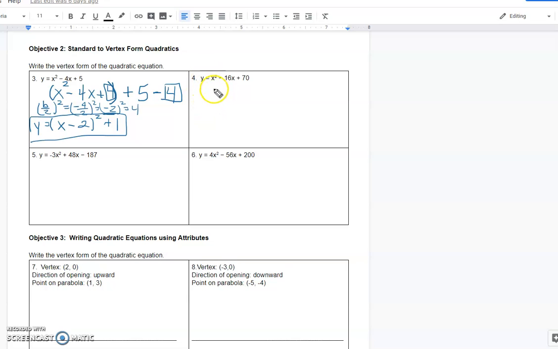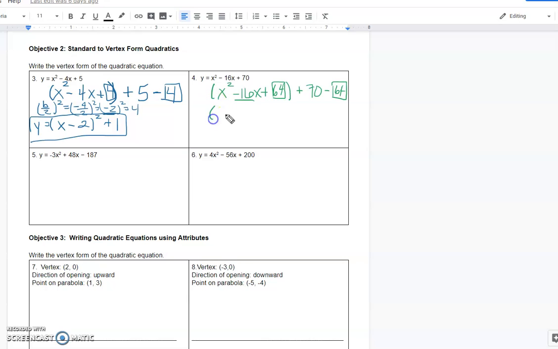Okay, problem number 2. My y's are going to come down. I put parentheses around my x squared minus 16x. And I put my square. And I have plus 70 minus my square. I want to make sure that a is equal to 1, and it is. So then I'm going to take this number, half it, which gives me negative 8, and square it, which gives me 64. So 64 goes in my squares.